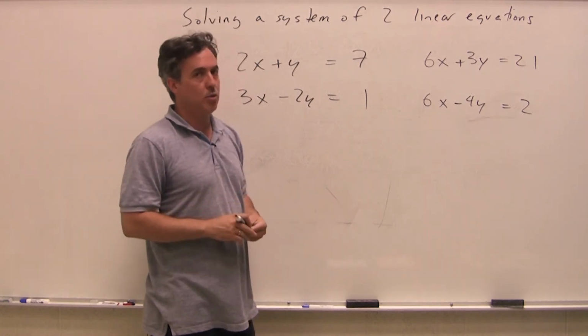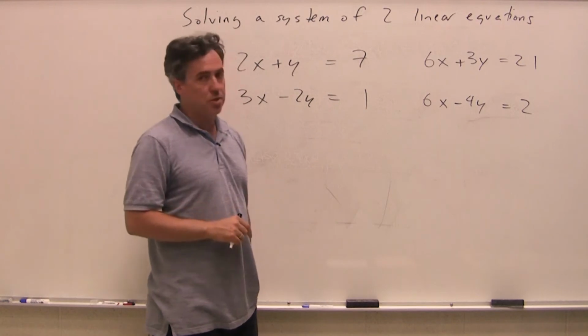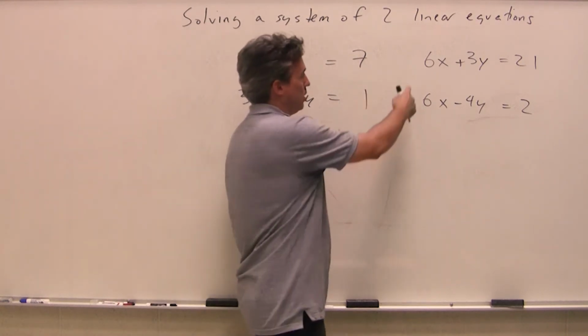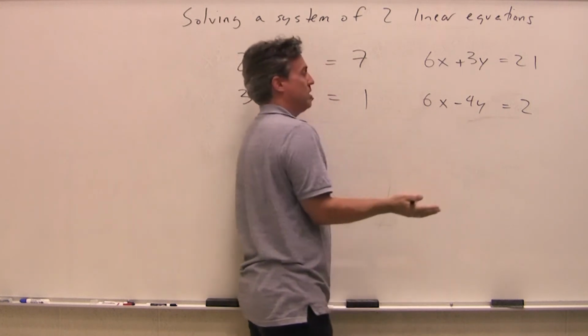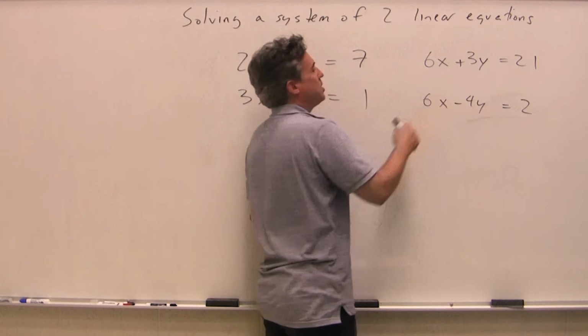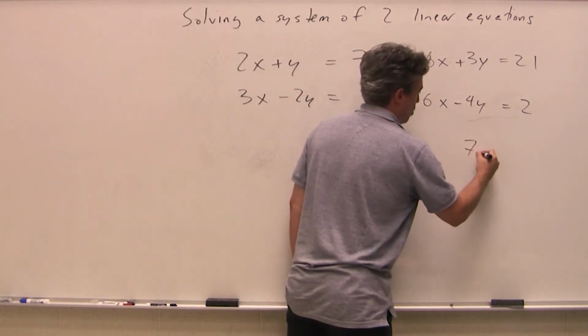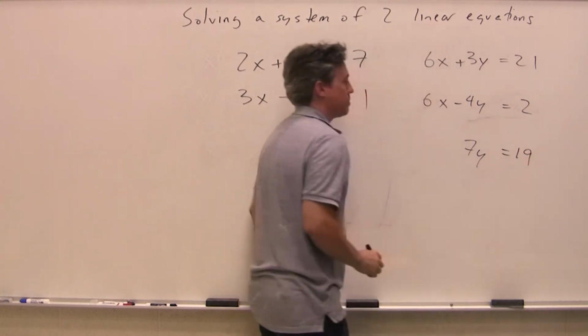I can subtract equations and be guaranteed that the subtracted equation is true. That's what I'm going to do. I'm going to subtract this equation from this one. 6x minus 6x, there's nothing, 0. I won't even write it. 3y minus negative 4y, that's 7y. 21 minus 2, that's 19.